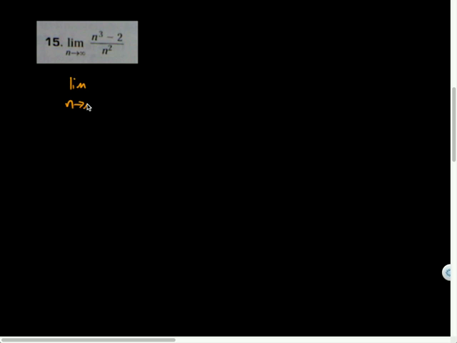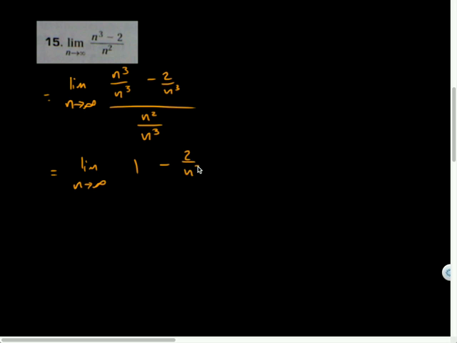So let's see, the limit as n approaches infinity of n cubed divided by n cubed minus 2 over n cubed, all over n squared over n cubed. So this is the same as n cubed over n cubed, which is 1, minus 2 over n cubed, all over 1 over n. Which means that the top is being multiplied by n.